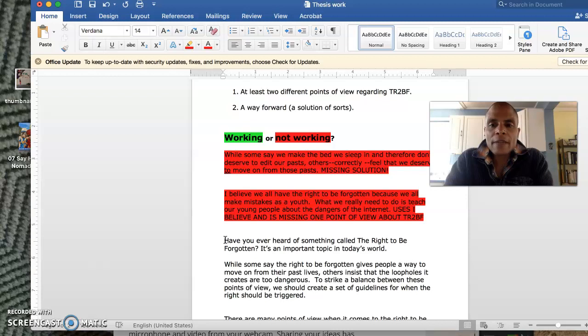I didn't give you a lot of time for that one because I'm hoping that it's immediately clear that this one does not make any of the required proposals. I do not hear two different points of view regarding the right to be forgotten, and I don't hear a solution. And one other important point is you really cannot ask a question in a thesis statement or a topic sentence. Those are places for you to make your argument and present your idea. So you don't want to give up any power by turning that into a question.